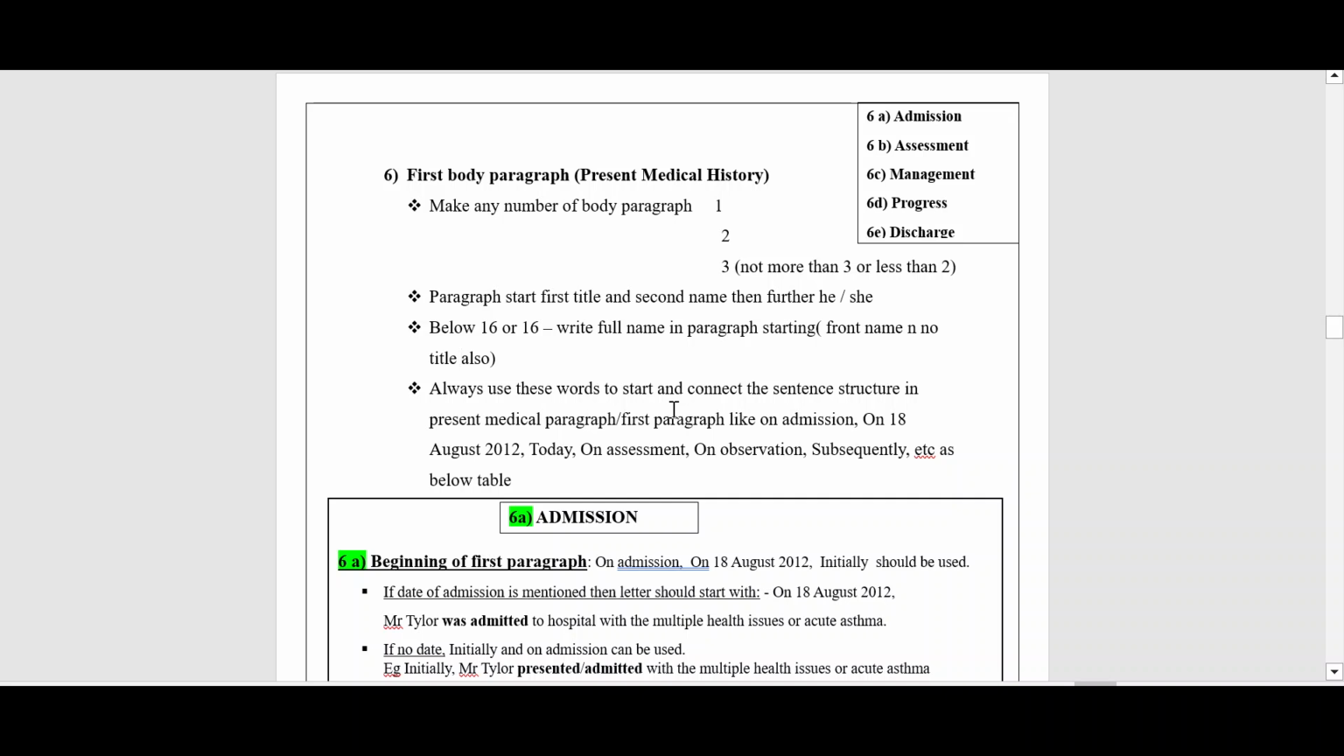And always use words to start and connect the sentence structure in the present medical paragraph or first paragraph, like on admission. You can use this phrase, or you can write on the date. You can directly mention the date as per the question. In the question, most of the time they will mention when the patient got admitted, so you can write on 18 August 2012. Or if the date is not there, or you are not willing to write the date, then on admission is also okay. Or else, if the date is not there, you can directly mention today he was admitted.